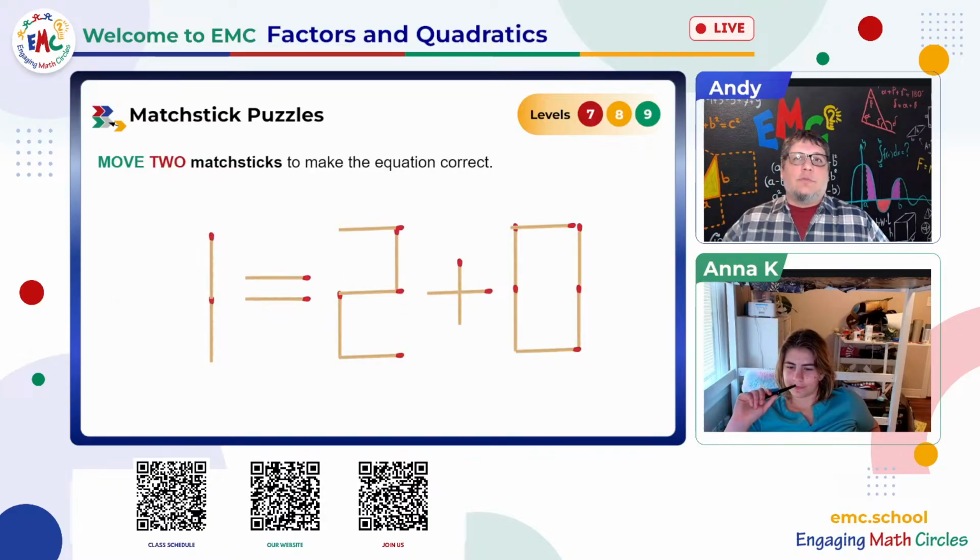Okay, one more for you. 1 equals 2 plus 0, of course. This is true. This time we got to move 2 matchsticks.